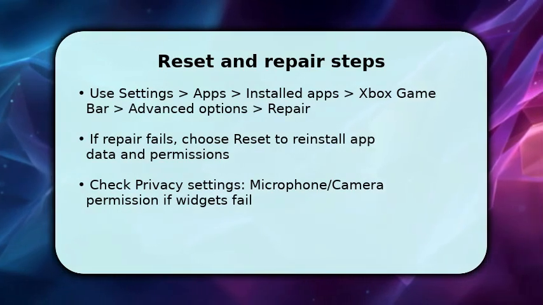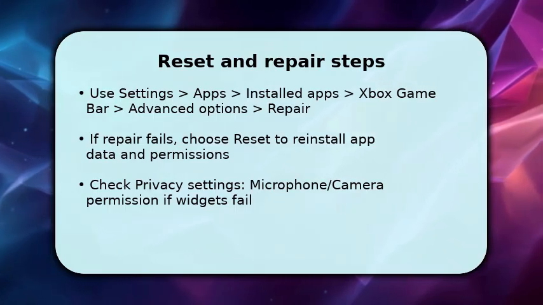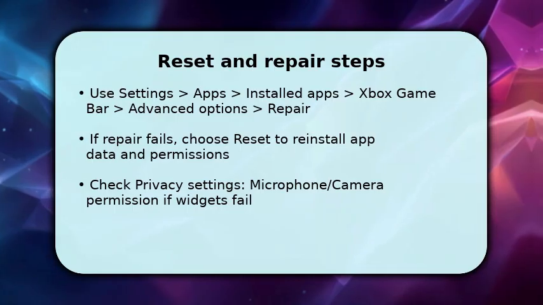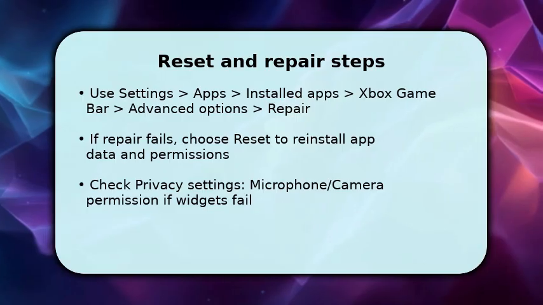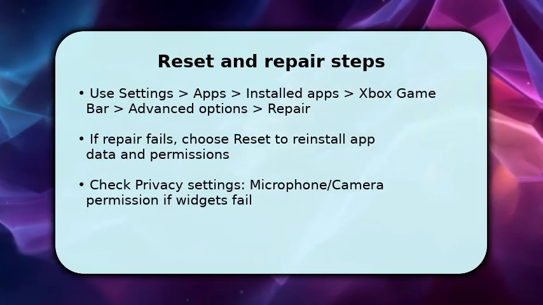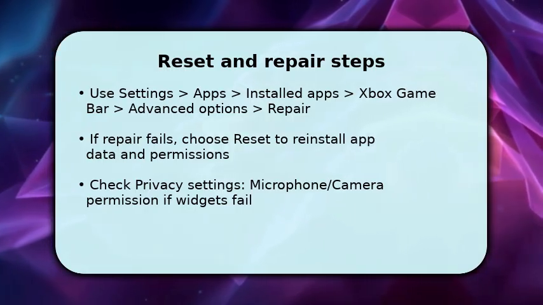Next, repair the app to resolve configuration issues. Open Settings, Apps, Installed Apps, locate Xbox game bar, then Advanced Options and click Repair. If repairing doesn't fix it, choose Reset, which reinstalls app data and clears corrupted settings. This step often restores functionality.